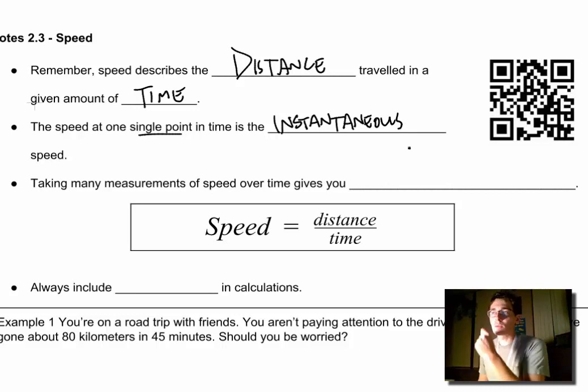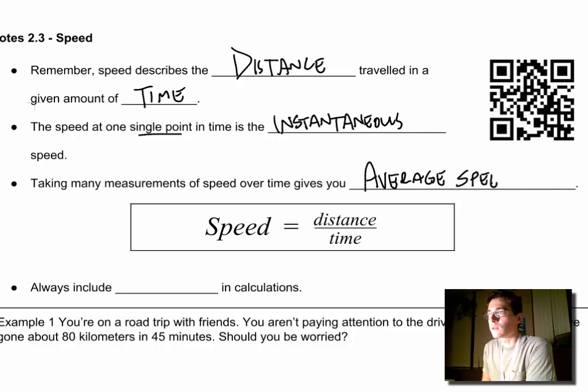Instantaneous. So that is one snapshot, one individual measurement of speed at that point. Over time, we can take those measurements over and over and over, and we get what's called an average speed. And this is what you are used to dealing with. So when we're measuring speed in the lab, we're looking at an average speed because we're not taking instantaneous times, but we're saying in general, this is how fast this object is going.